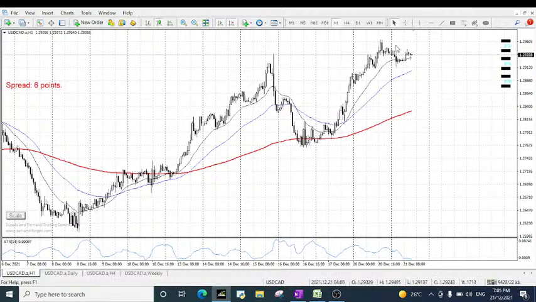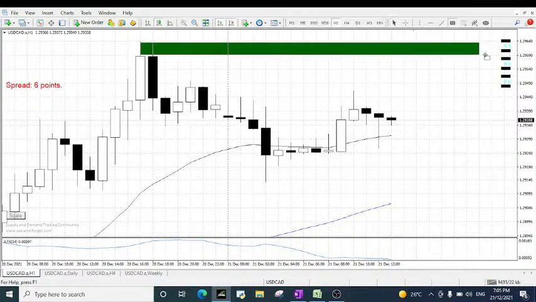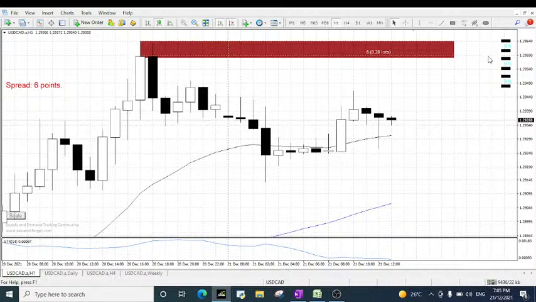Okay, US card is looking good. We came down here. Of course, my bias is bullish. My expectation for today is that we're gonna test this high. Whether that will happen or not, nobody can say for sure. But my call is that we're gonna test this high.